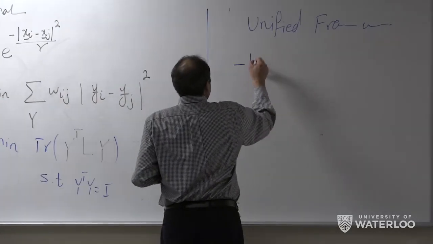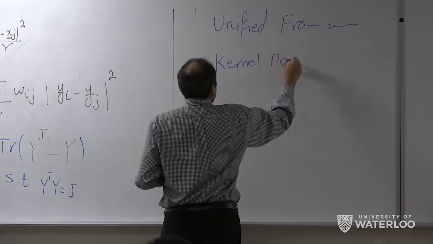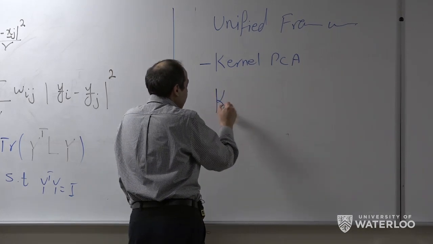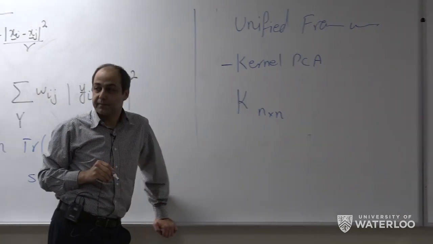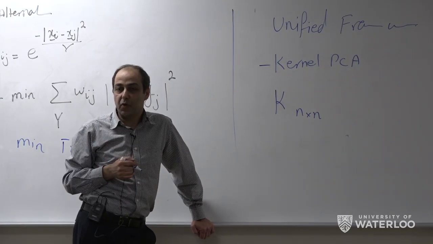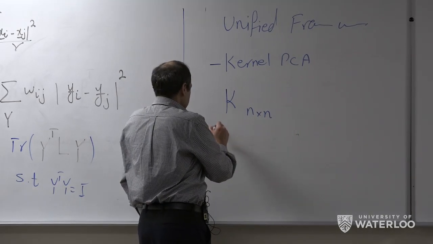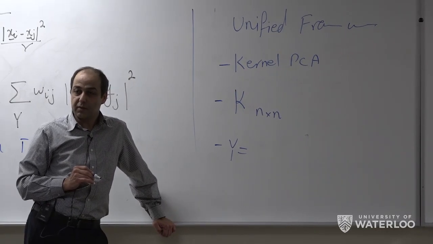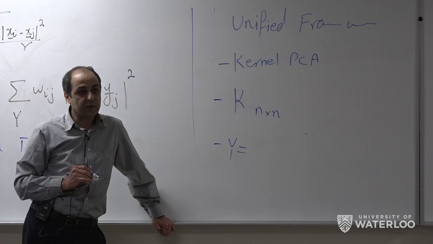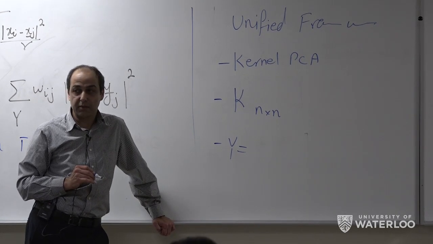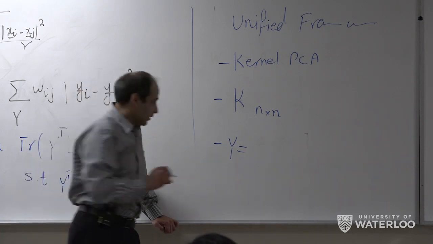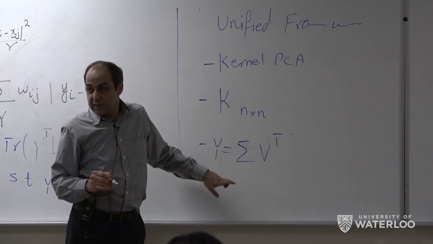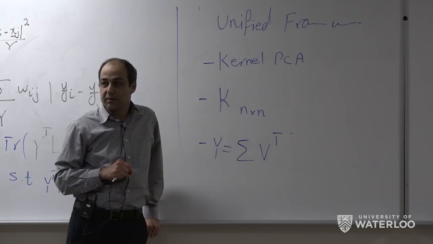So remember that in kernel-PCA, we computed K as an n by n matrix, which was a measure of similarity between points. And then, in order to map the data in lower dimensional space, do you remember how we calculated the low dimensional representation of the data in kernel-PCA? Yes. Sigma V transpose. Exactly. Sigma V transpose, where V was eigenvectors of K and sigma was the diagonal eigenvalues.